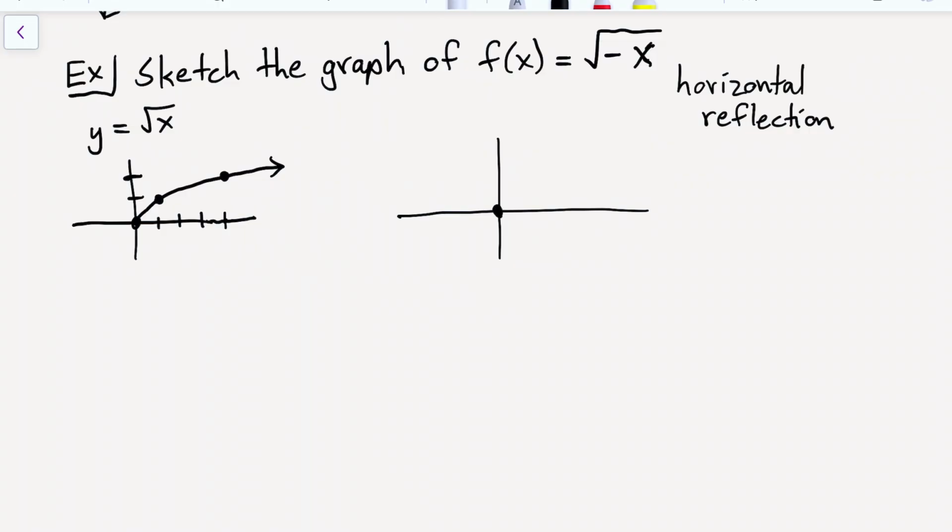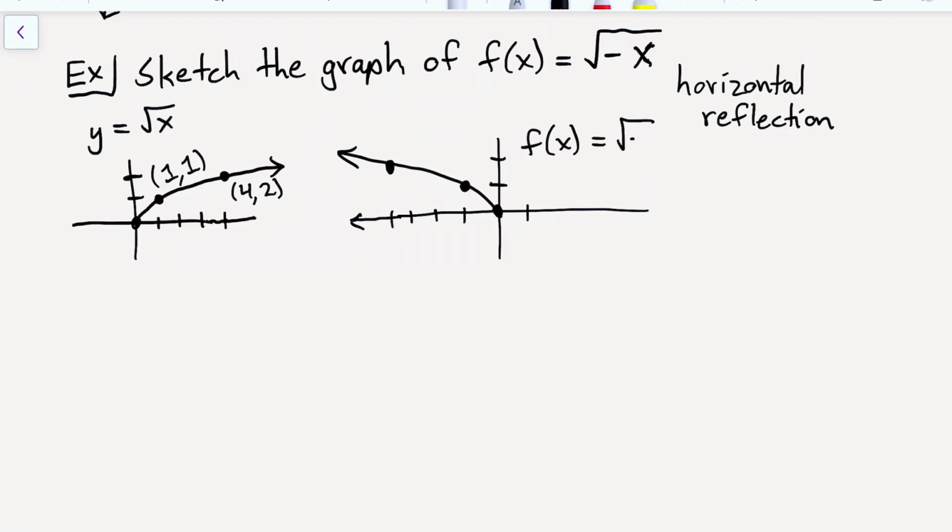take each of those points and reflect them horizontally across the y-axis. So instead of the point (1, 1) as shown, I'm going to make the x value negative, so we have (-1, 1). And instead of the point (4, 2), I now have the point (-4, 2). Here is a sketch of the graph of the square root of negative x.